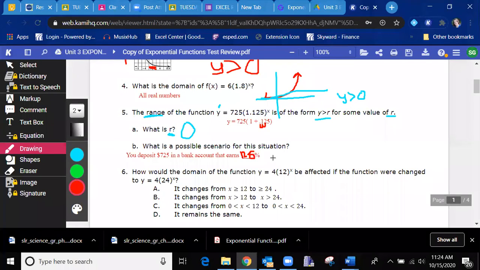So it's something that's earning 12.5%. Well, that's a lot in a bank. Usually it's about 3 or 4% that they'll give you. But that's a possible scenario. But just to know, to take apart, here's the 725, and then here's the percent part. The 1 is part of the formula.